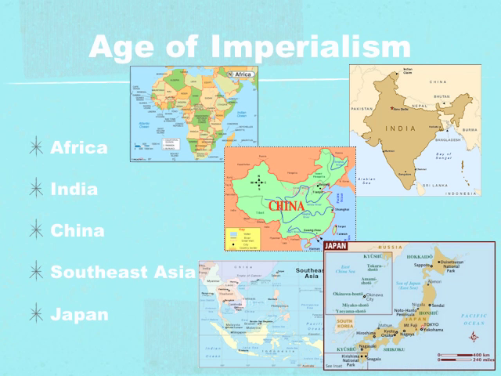We'll be studying imperialism in several different areas of the world. We'll start looking at imperialism in Africa, and we'll also look at how it impacted India and China and Southeast Asia and Japan. We won't look at those all in 1 week, but we'll spread it out a little bit.